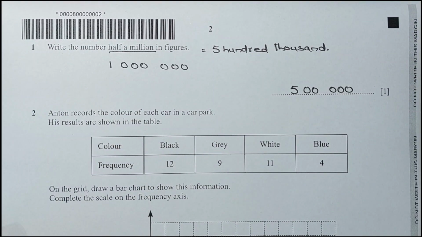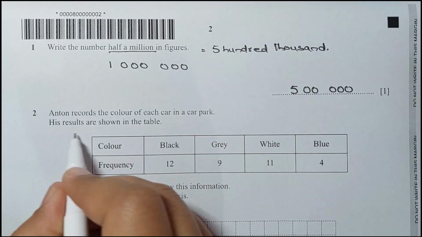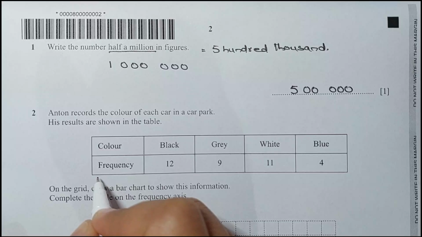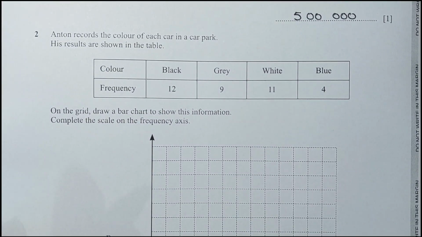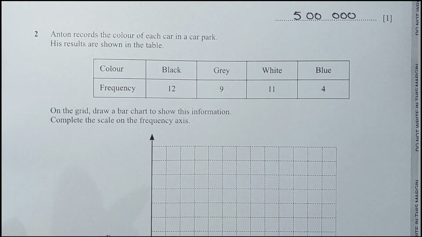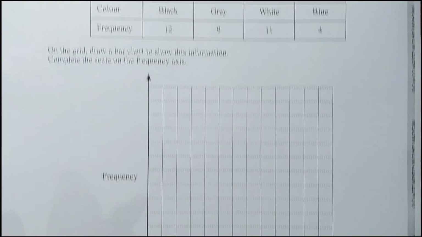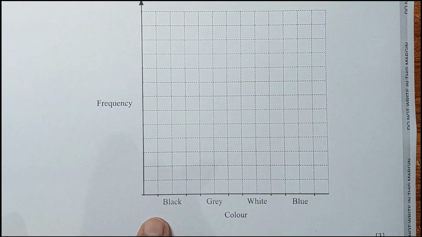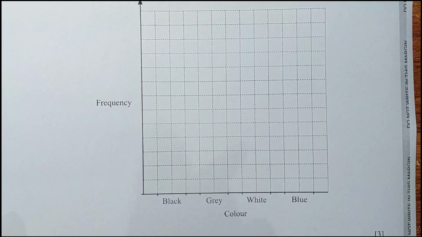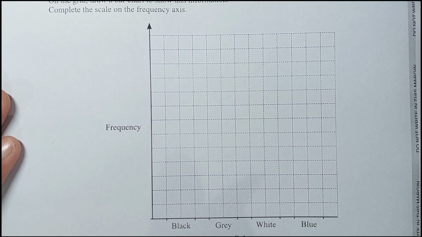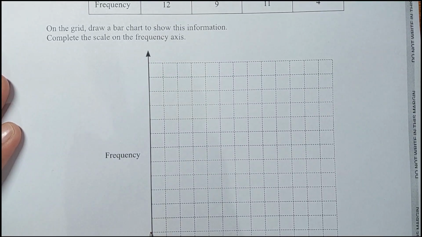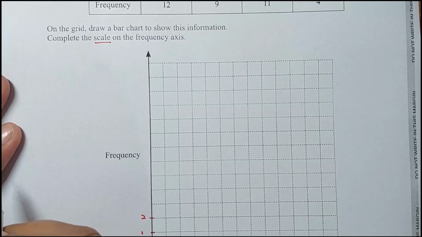Question number 2. Anton records the color of each car in a car park. His results are shown in the table, the color and the frequency on the grid. Draw a bar chart to show this information. Complete the scale on the frequency axis. So the black, gray, white and blue colors and the frequency we have given. For black, the frequency is 12. We have to complete the scale on the frequency axis as well. 1, 2.